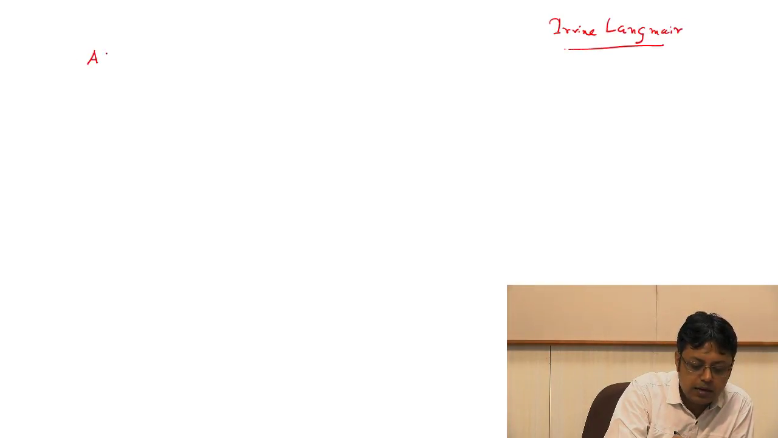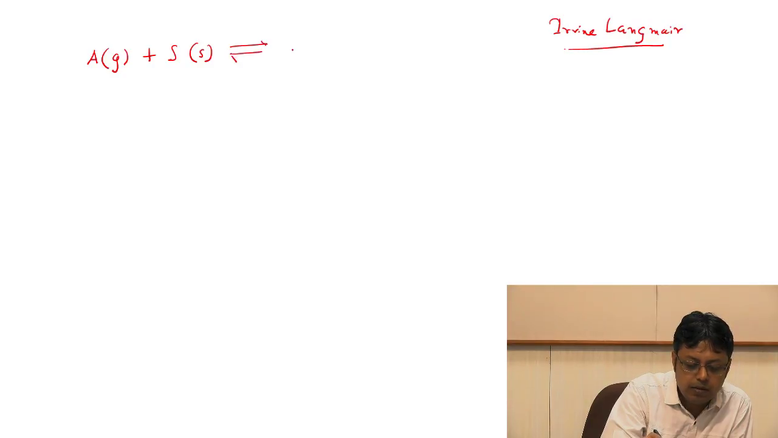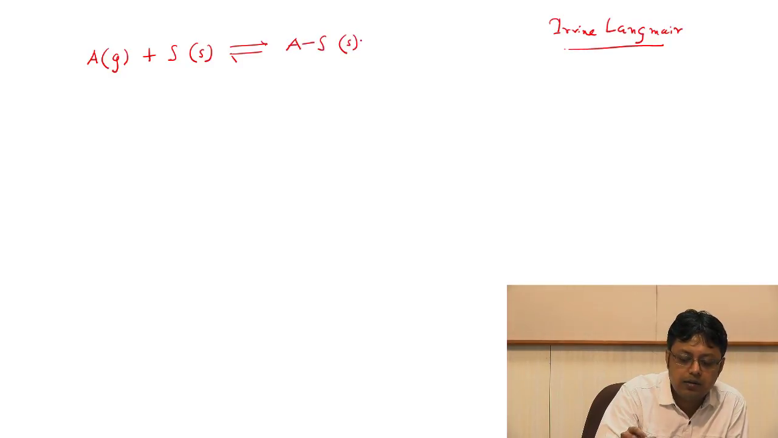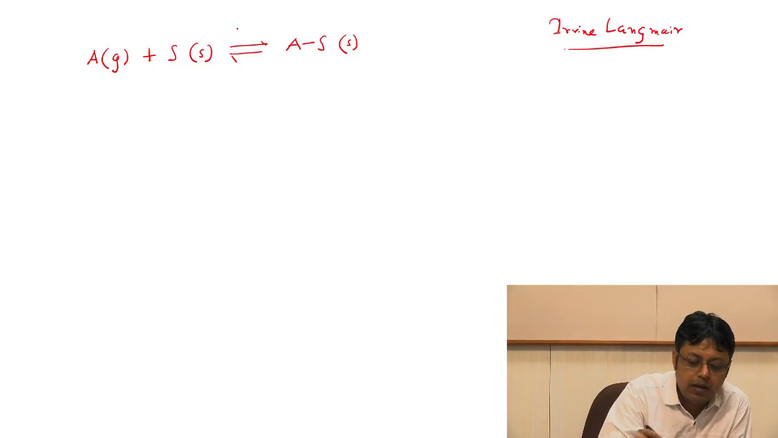So what Langmuir said is that suppose you have a gas, which is A, and then you have a surface which is solid, and then there's a first equilibrium between the gas and the gas adsorbed on the solid. So this is now as if it is a solid state. So the gas A is attached to the solid, and then the forward rate we call the rate of adsorption, and the reverse rate we call the rate of desorption. D stands for desorption. It is opposite to adsorption. A is adsorption.